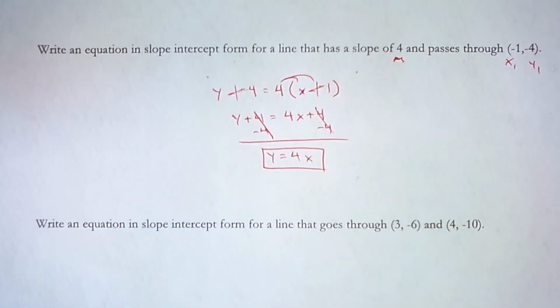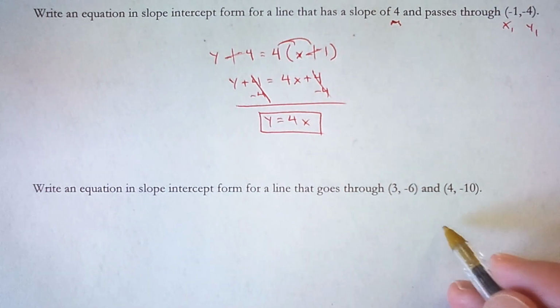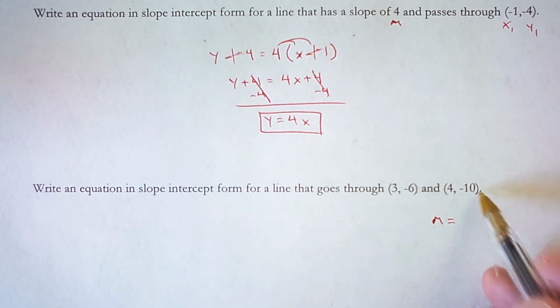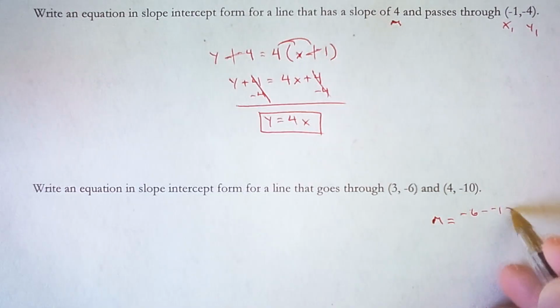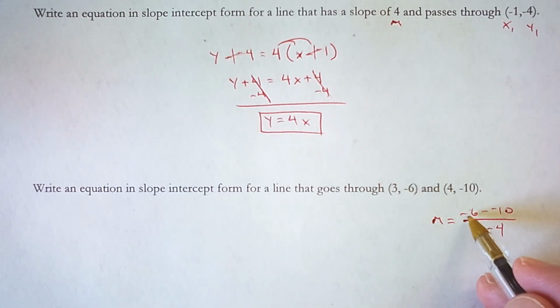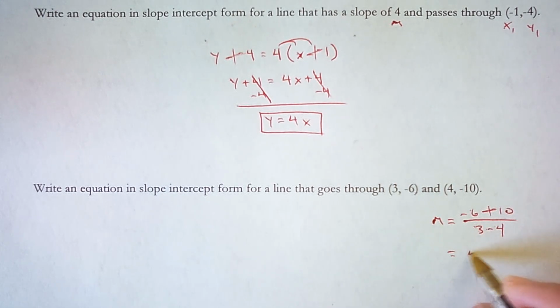Now for our next one, we're not given the slope. We're given 2 points. So the first thing we need to do is find the slope. Y minus y, negative 6 minus negative 10, over x minus x, 3 minus 4. So this is a minus negative, which means it's plus. Negative 6 plus 10 is 4, and 3 minus 4 is negative 1, so the slope is negative 4.